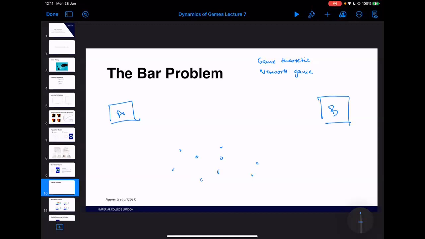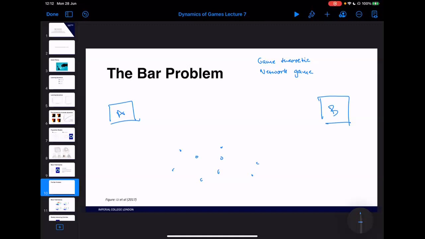But there's a critical difference in this particular scenario. The critical difference is my decision on which bar I want to go to doesn't just depend on my friends. It depends on the entire population, right? Because the whole point of the model is I don't want to go to a bar that's too crowded. I don't care who's in the bar. I just don't want to go to a bar that's too crowded, okay?